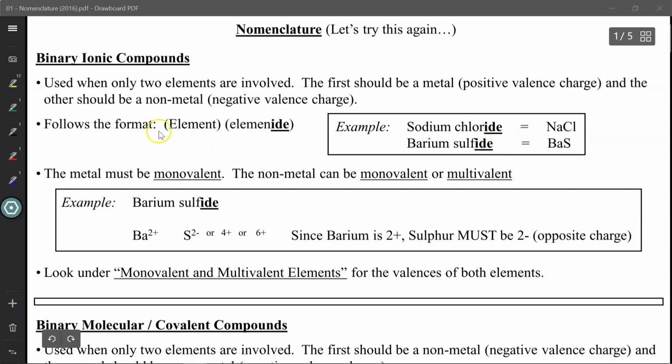So the general format for this naming system is element, element-ide, where the first element, the metal, the one with a positive valence charge, does not change its name. Sodium, barium, neither of these change their names, while the second element, the non-metal with a negative valence charge, changes its suffix to IDE. Chlorine turned to chloride, sulfur turned to sulfide.